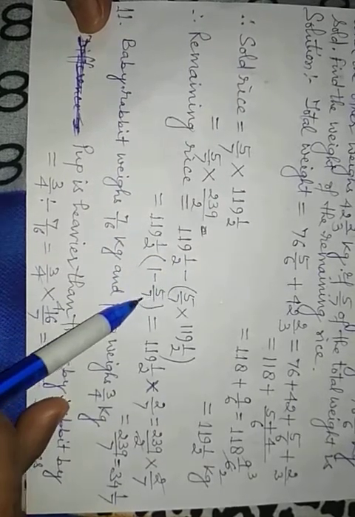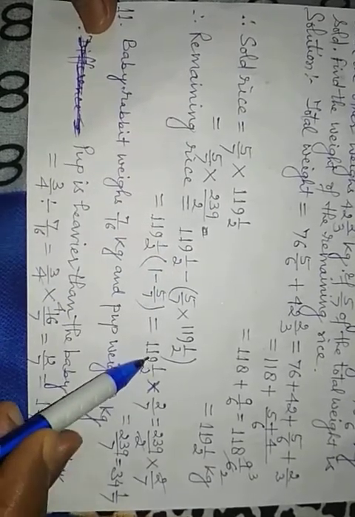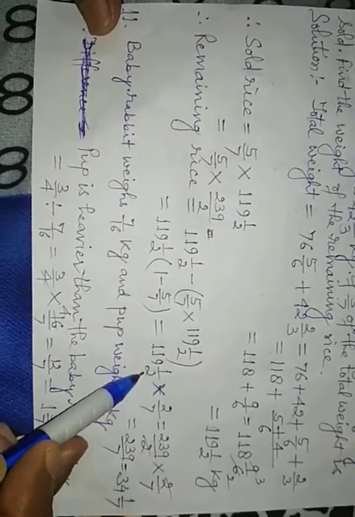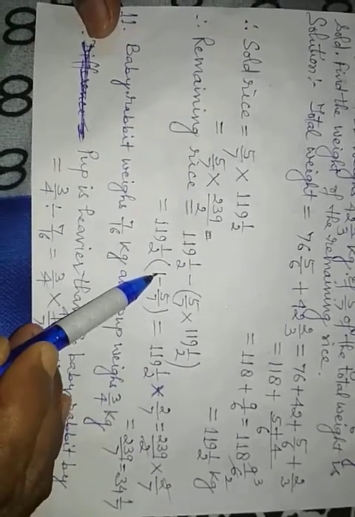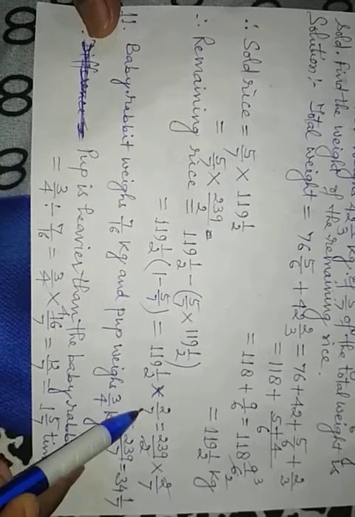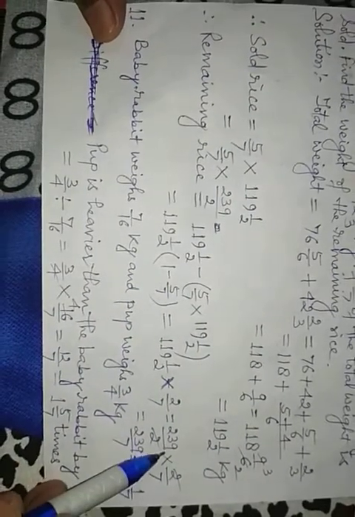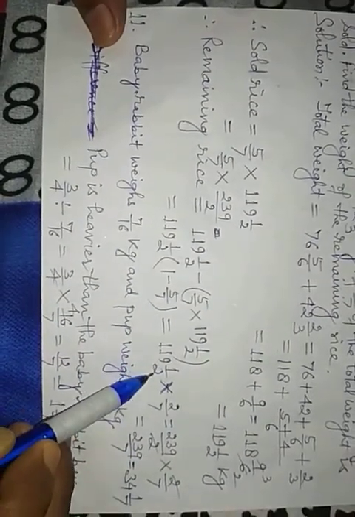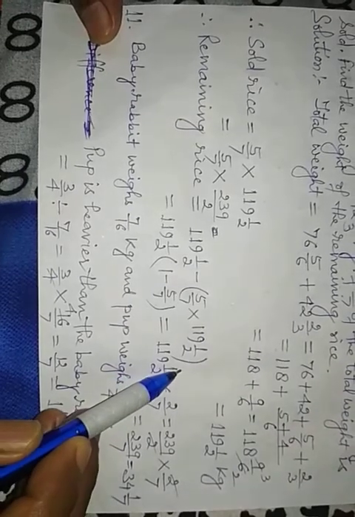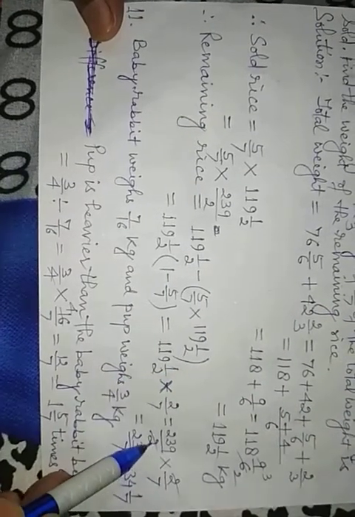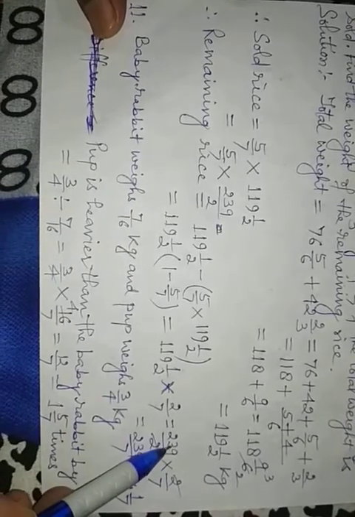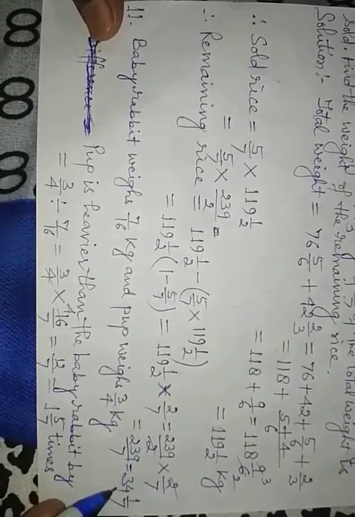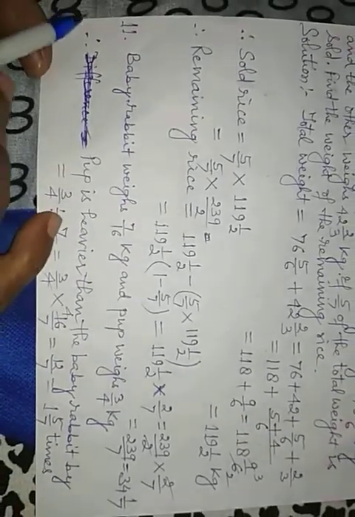1 minus 5 by 7. And that is 119 whole 1 by 2 into 7 minus 5 upon 7, that is 2 upon 7. And ultimately 119 into 2 is 238 plus 1, 239 by 2 into 2 by 7. So 2 and 2 will cancel. You will get 239 by 7, that is 34 whole 1 upon 7.